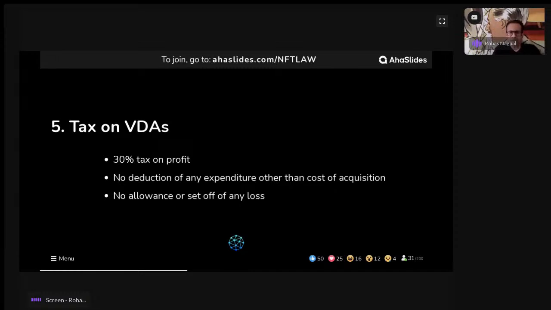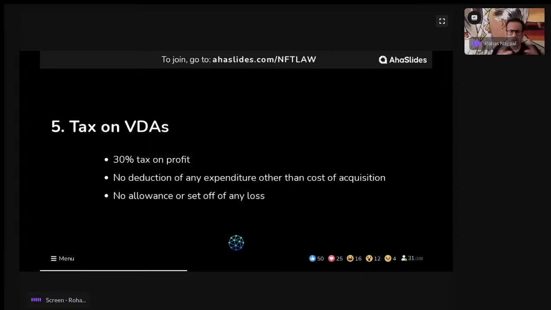Now let's have a look at the tax on VDAs. So first of all, there is a straight 30% income tax on VDAs. Now what does that really mean? It means if you make a profit on the trade of a virtual digital asset, straight away you are liable to pay 30% tax on that profit.